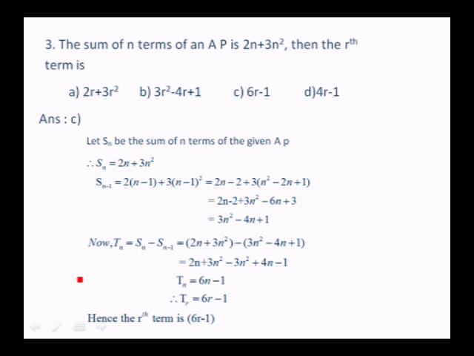So once you know Tn, if you want Tr, substitute r in place of n. Tr is equal to 6r minus 1. So the rth term is 6r minus 1. Option is C.